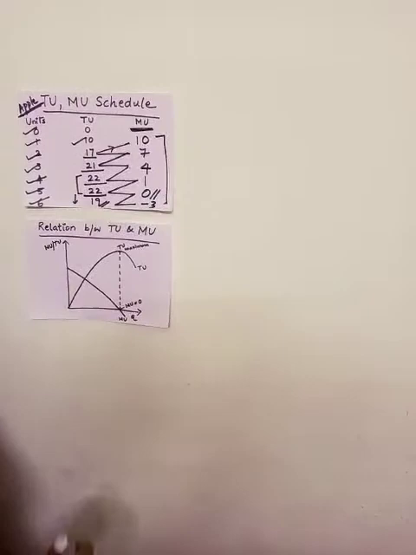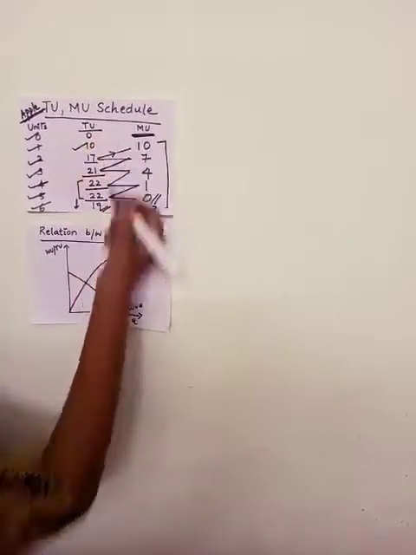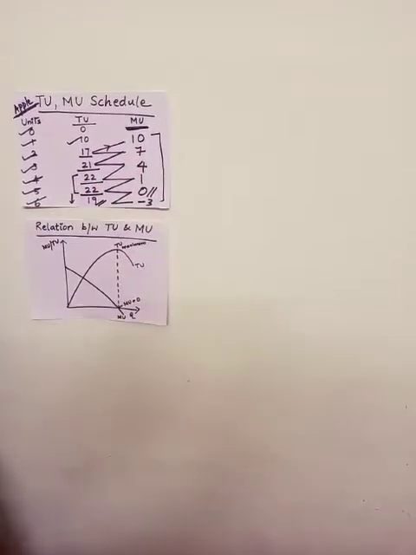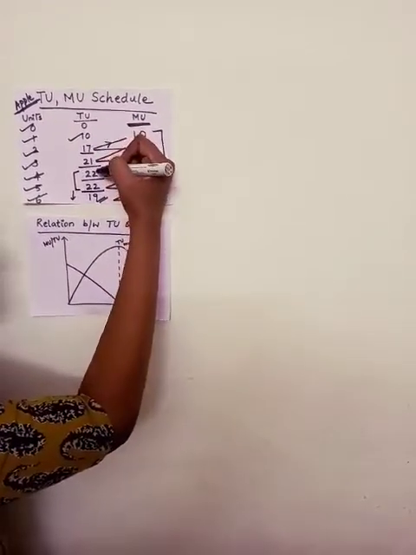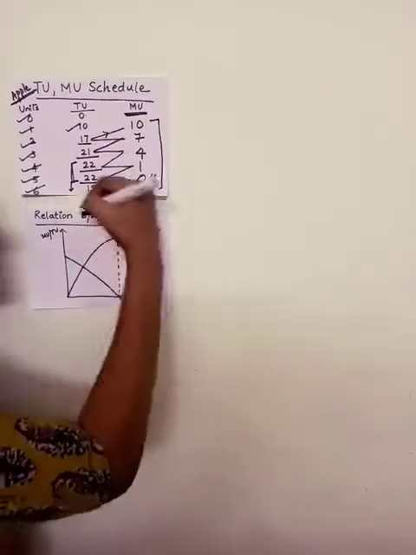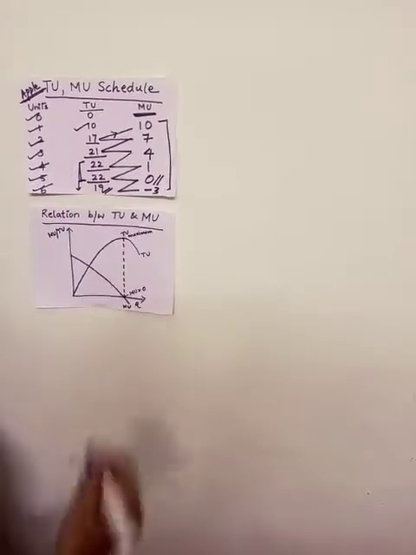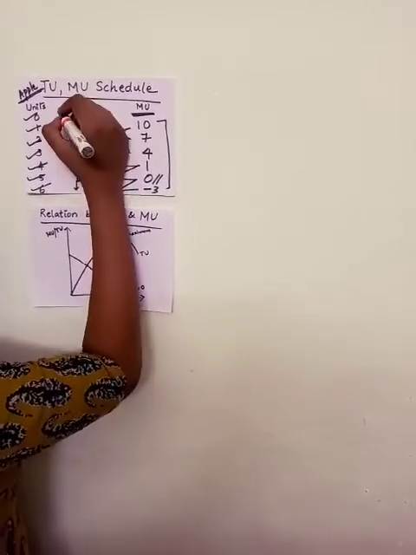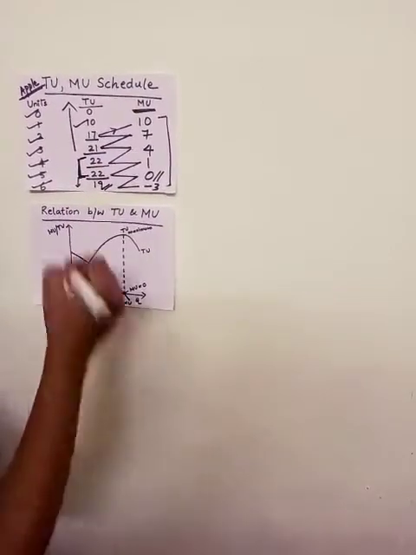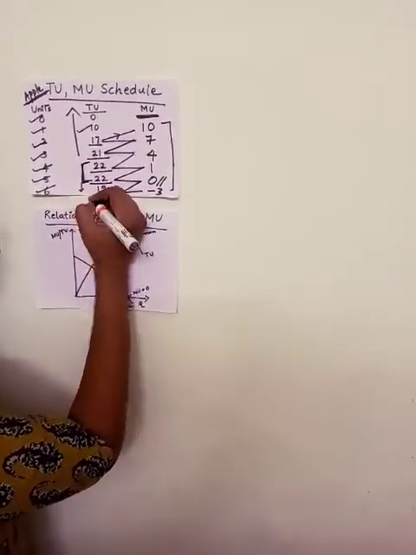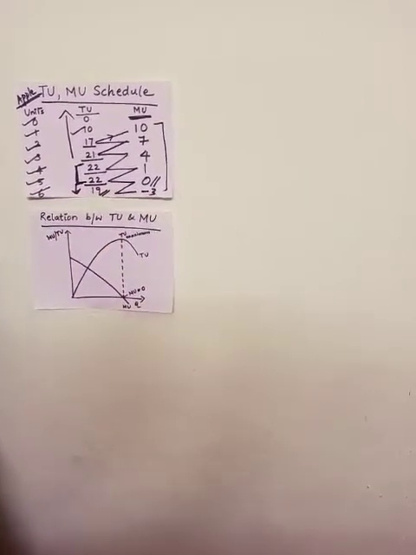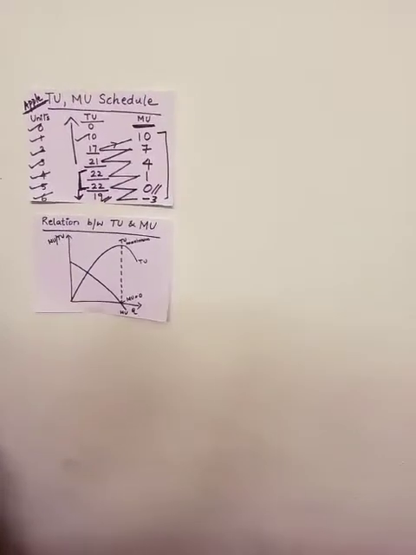And just see the pattern of TU here. It is 0, 10, 17, 21, 22, 22, 19. Right? So it is increasing to some extent. It is reaching a maximum point, then starts falling. Till here it is increasing. This is the maximum point. And after the maximum point, if you continue consumption, your TU starts falling. So we are going to put it in a diagram.